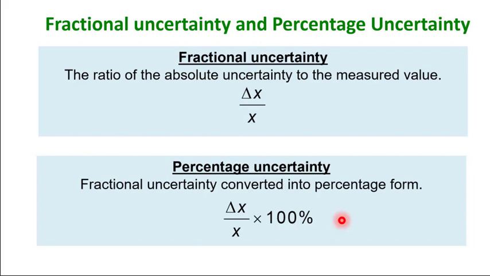The fractional uncertainty is the ratio of the actual uncertainty to the measured value. Hence, to find fractional uncertainty, we simply take the absolute uncertainty and divide it by the value of the quantity. The percentage uncertainty is simply the fractional uncertainty expressed in percentage form by multiplying by 100%.